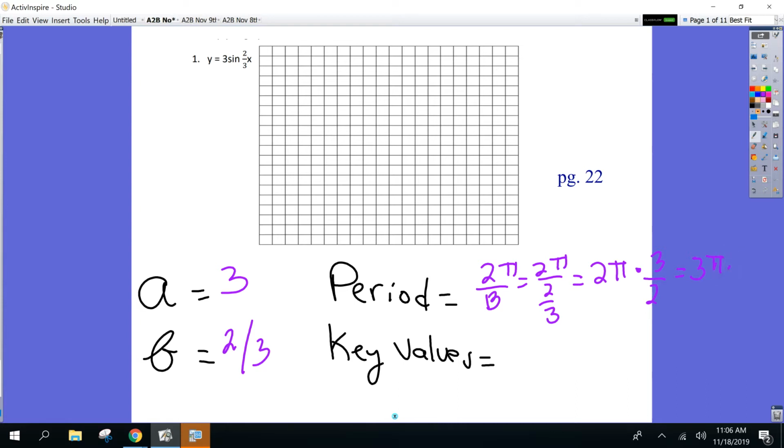This is where my graph should what? Start or end? End at 3 pi. Last tick mark on your graph, x-axis should be 3 pi. All right, what do I go by? That's where key values go. I take 3 pi and divide it into equal parts of what?